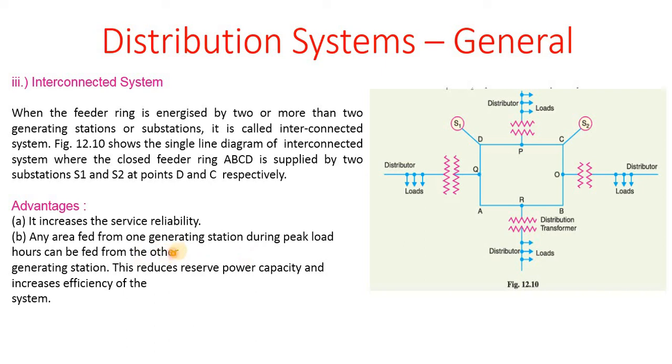Any area fed from one generating station during the peak load hours can be fed from the other. So in case a substation goes out of service due to any emergency or some other reason, the other source S2 will still be available and electricity can be supplied to the area or locality. This reduces the reserve power capacity and increases the efficiency of the system.